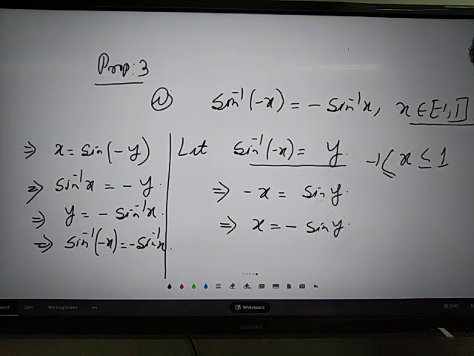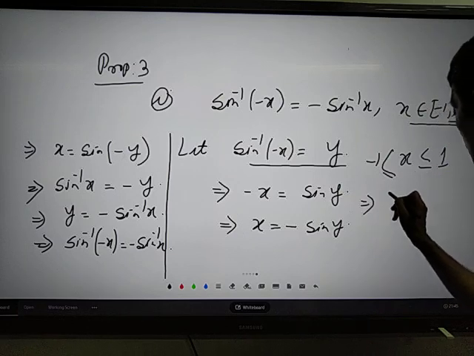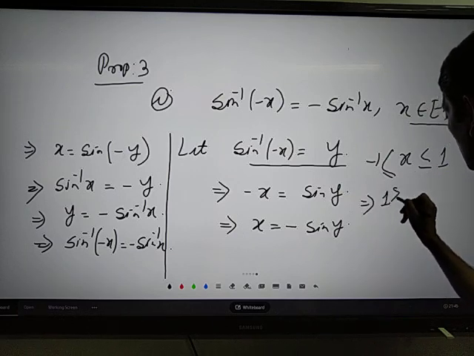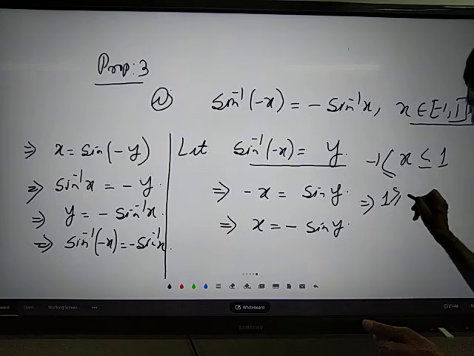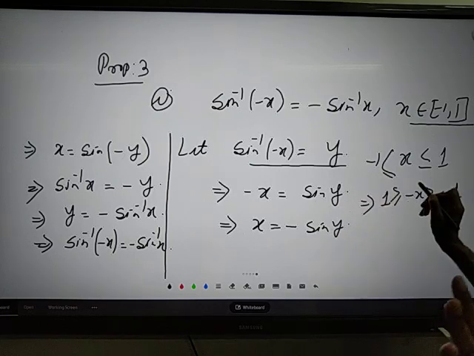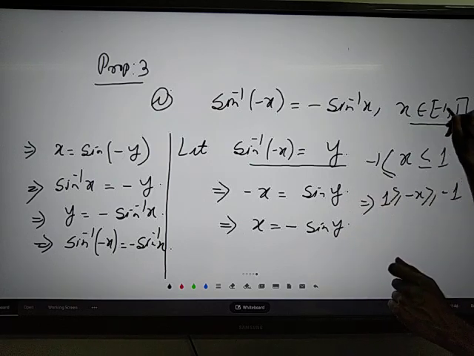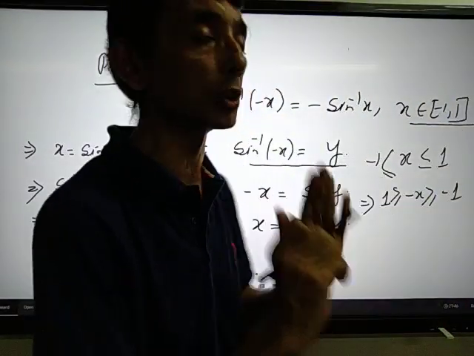Then what about the minus x? If I just multiply both sides by a minus sign, then it will be 1. And if I multiply by minus 1, the inequality changes: minus x is greater than or equal to minus 1. So for x belonging to the closed interval minus 1 to 1, minus x also lies in the same closed interval.